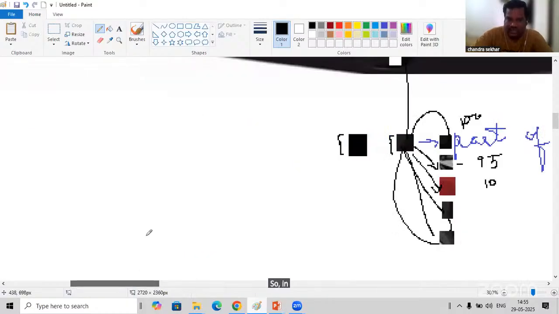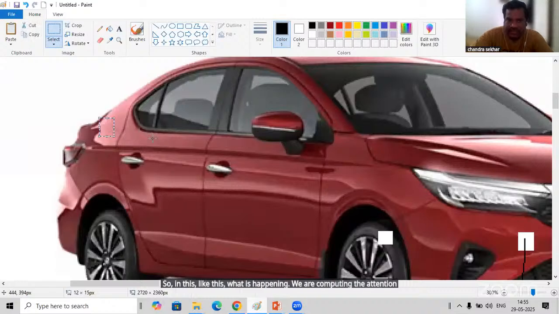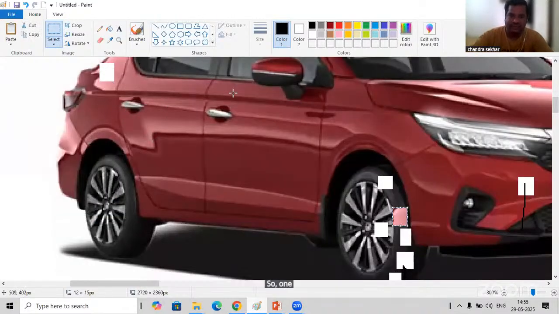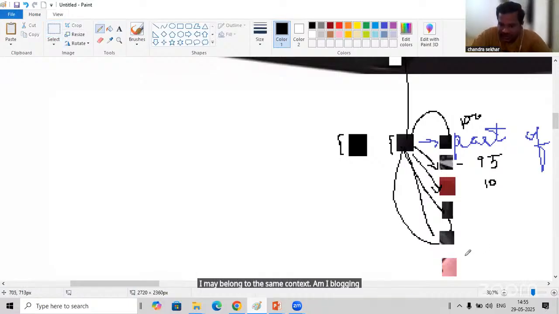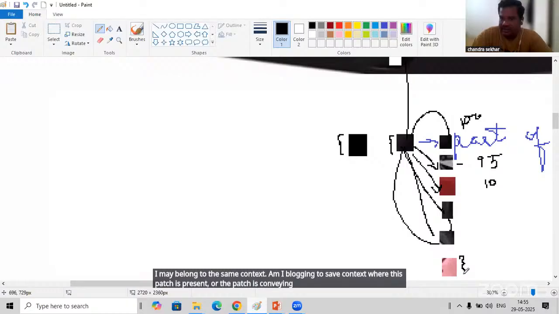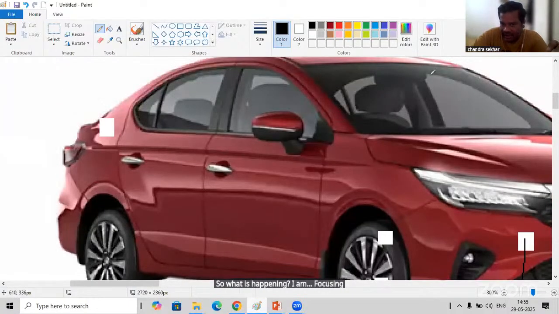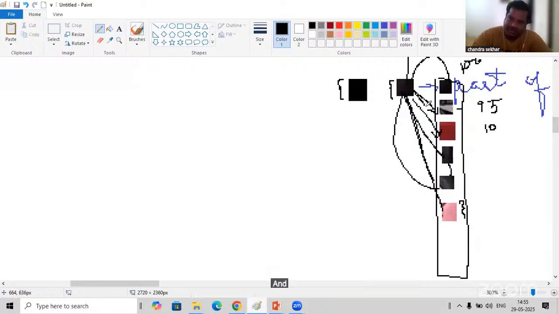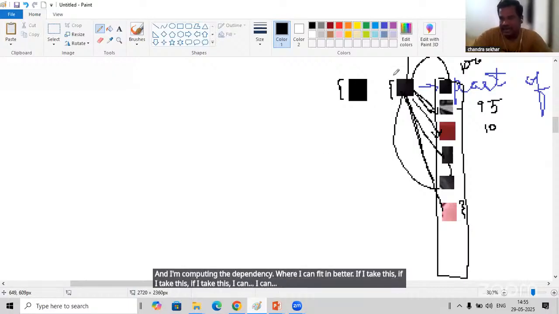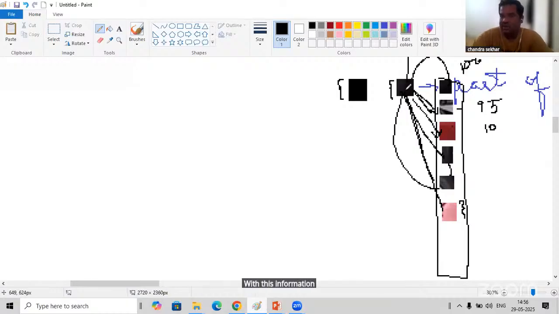So what is happening here? We are computing the attention from one patch to each and every patch, computing the dependency. Am I belonging to the same context where this patch is present, or how much is this patch mapping to me? That is my attention score. I am focusing on the entire image, checking all image patches, and computing the dependency where I can fit in better. With this I can frame myself and understand where I belong. Those that help me understand where I fit in my context, who am I, that is called the attention mechanism.